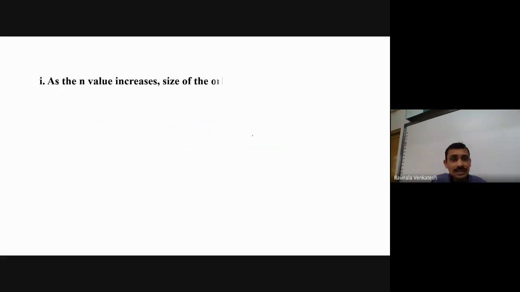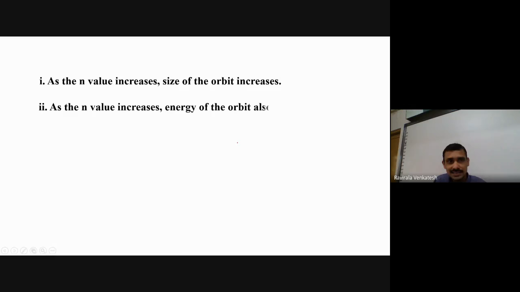As the n value increases, the size of the orbit increases. See, whenever the n value increases, what happens? Size increases and energy also increases. Let me see one example here. What is the formula for size calculation? See, 0.529 into n square by Z. Now substitute the value n is equal to 1. Then substitute n is equal to 2, n is equal to 3. What happened? The radius values will increase.